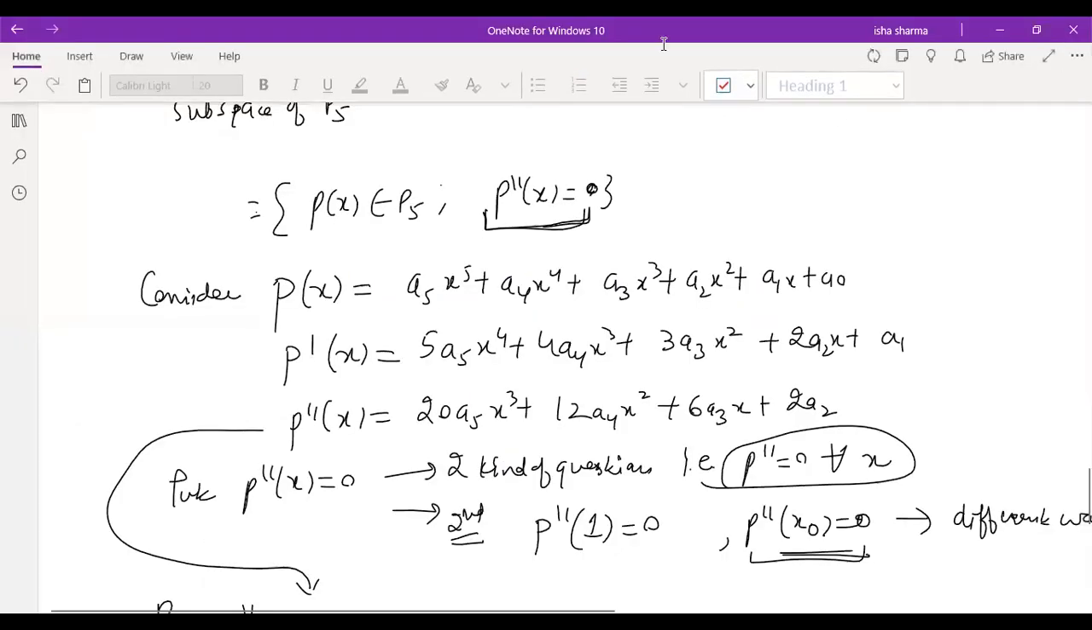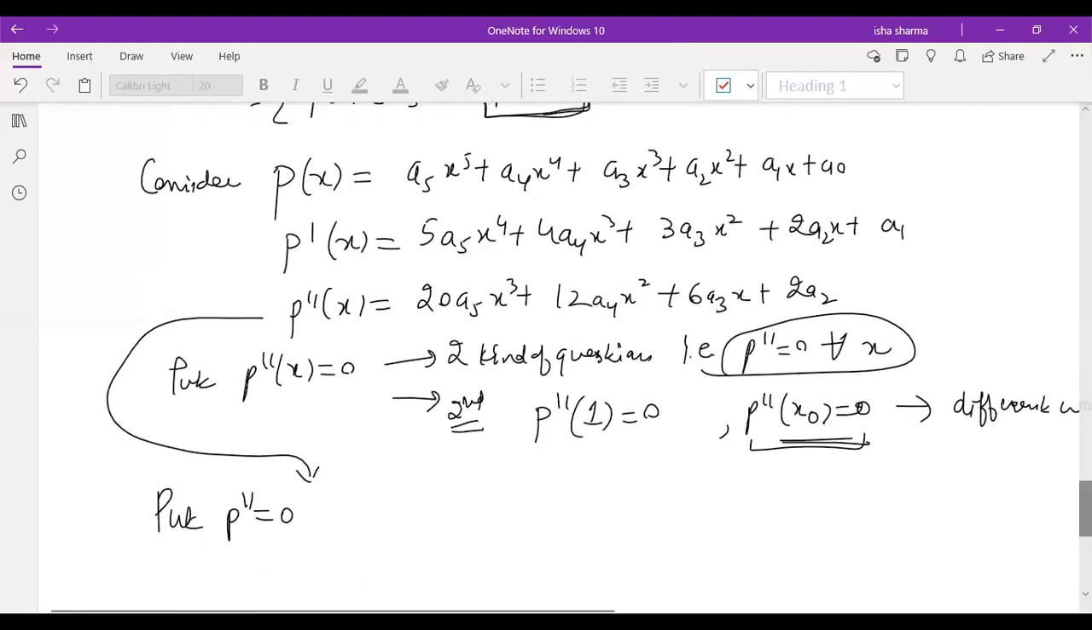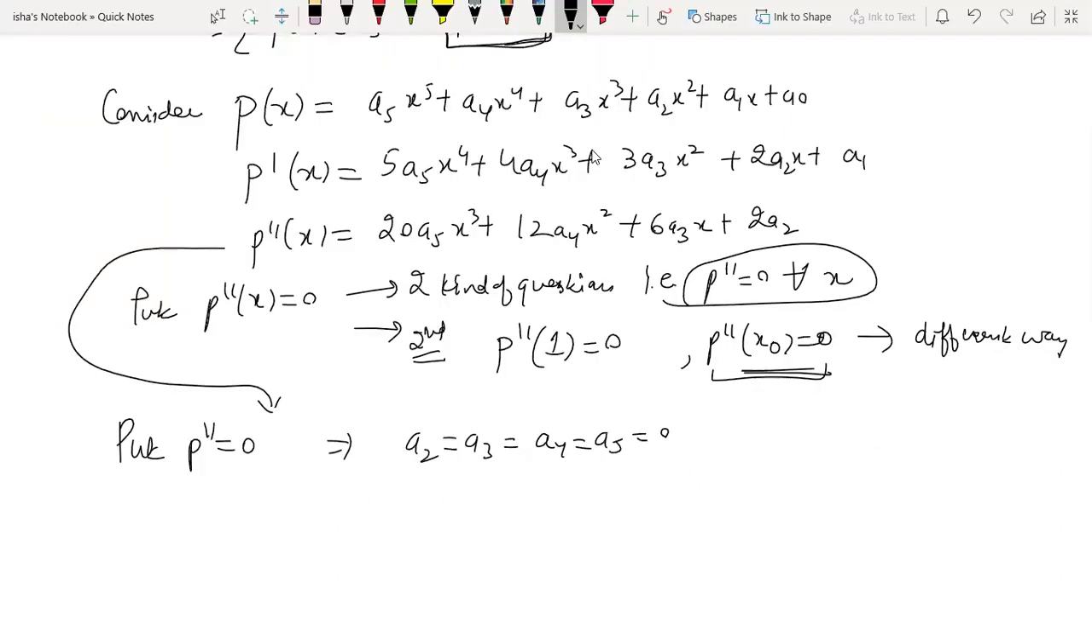Zero polynomial, it is basically a zero polynomial, right? So zero polynomial means all its coefficients should be 0. So that means a2, a3, a4, a5 have to be 0. Its coefficients are 0. That's the meaning of a zero polynomial. So this condition we got.